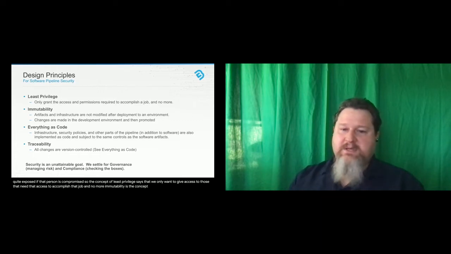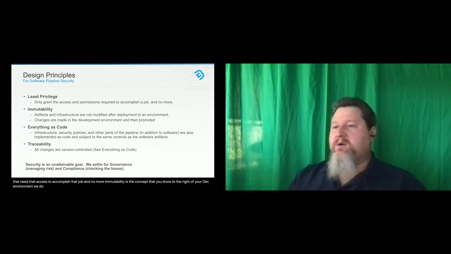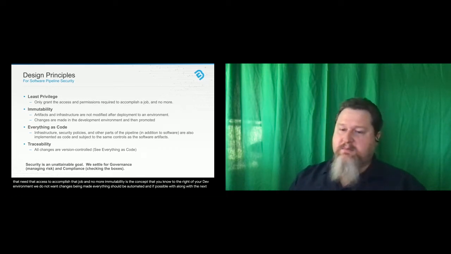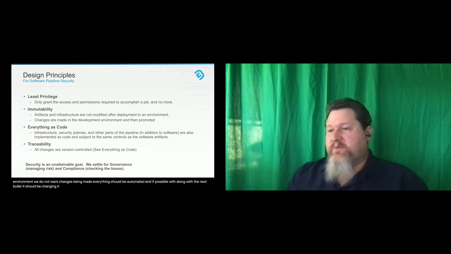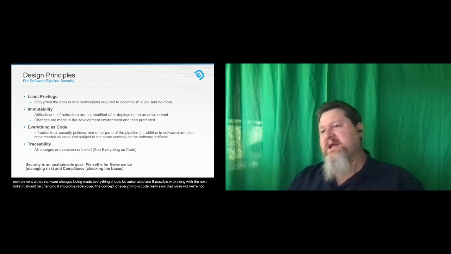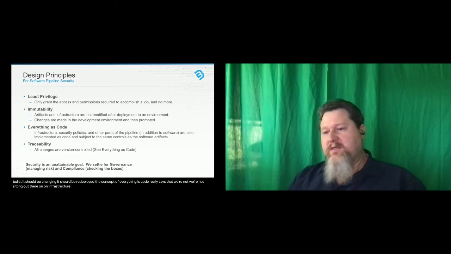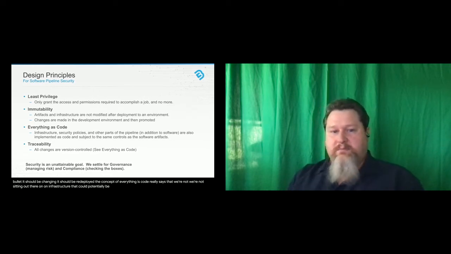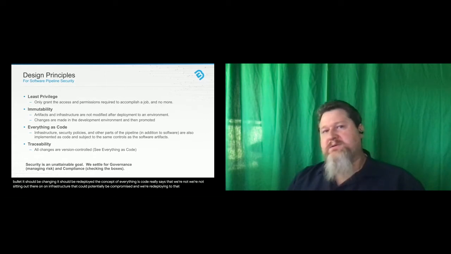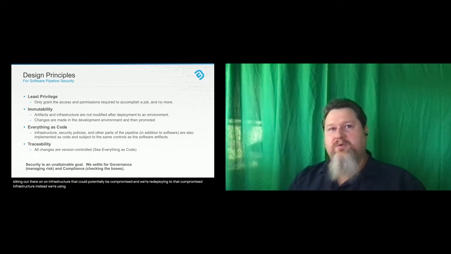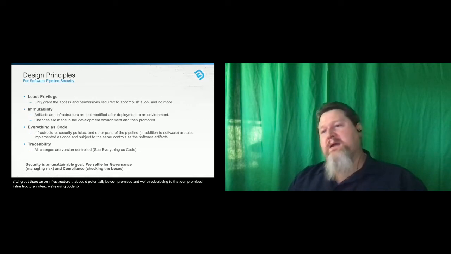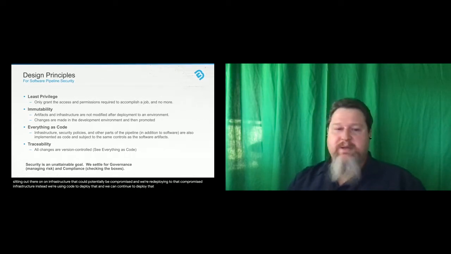Immutability is the concept that, to the right of your dev environment, we do not want changes being made. Everything should be automated, and if possible, along with the next bullet, it shouldn't be changed and it should be redeployed. The concept of everything is code really says that we're not sitting out there on infrastructure that could potentially be compromised, and redeploying to that compromised infrastructure. Instead, we're using code to deploy that, and we can continue to deploy that repeatedly.